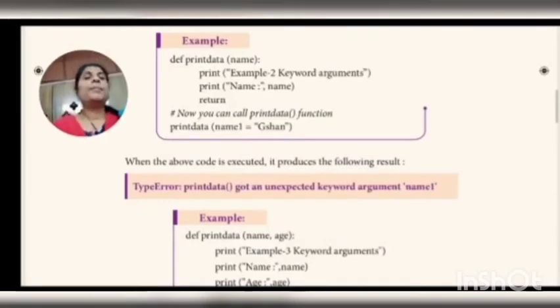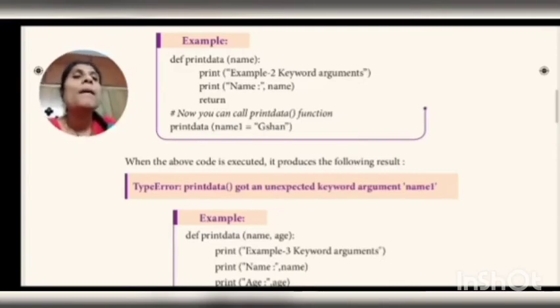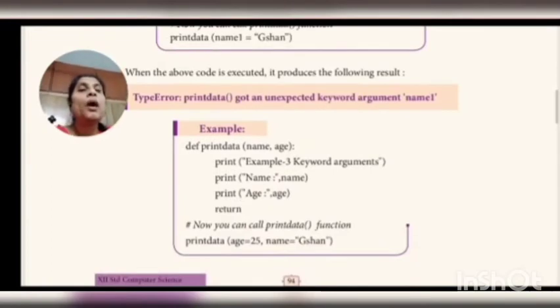In the next example, we have a function called print data. It has a parameter called name, so it must be supplied a value, that is, it must be supplied with an argument in the function call. But instead, name1 is supplied with the argument Sean. That is wrong, because the name of the parameter is name, but the value is given for name1. So this will throw an error. If we correct that, we will get a proper output.